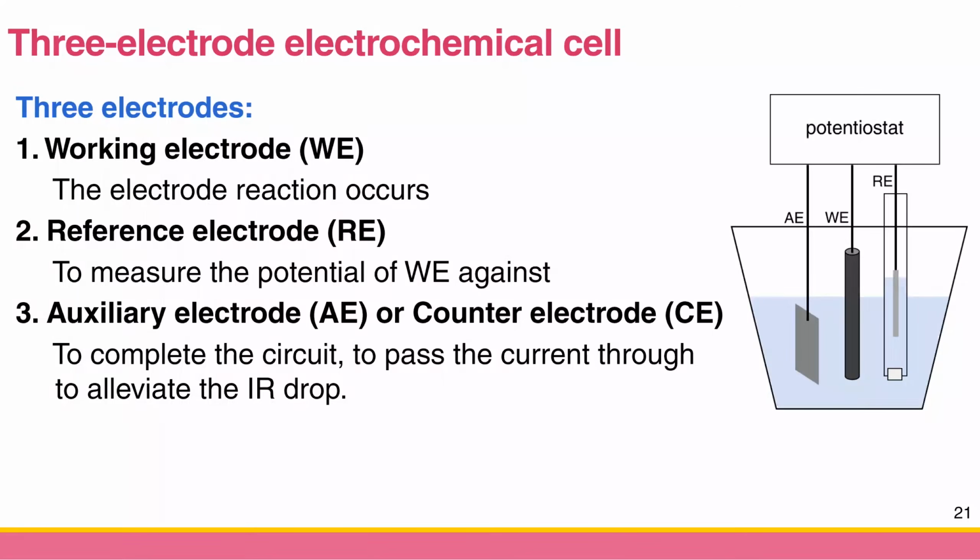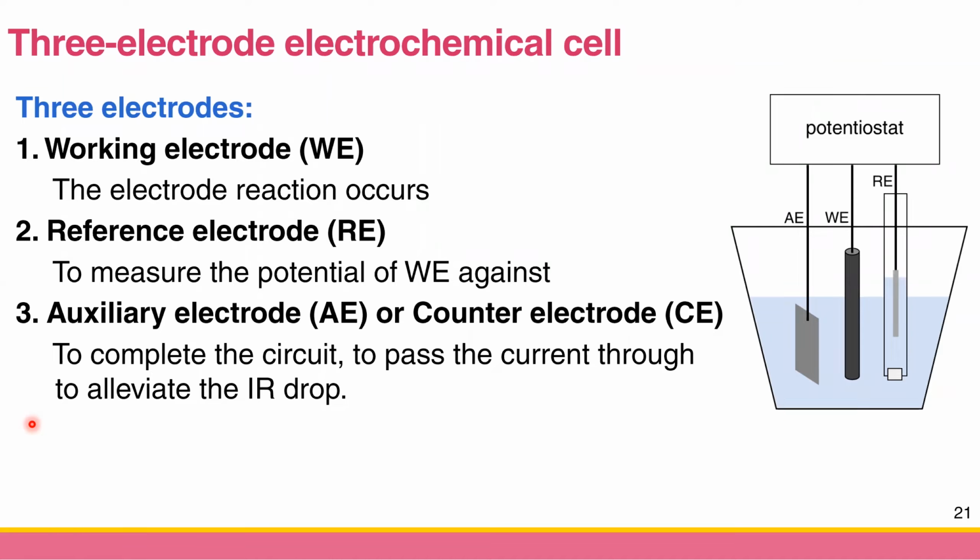So let's talk about the instrumentation for dynamic electrochemistry. This is going to be a little bit different from potentiometry and other electrochemical cells that we've worked with, right? In those cells, you have two electrodes, anode and cathode. Or for potentiometry, we call them indicator electrode and reference electrode, right?